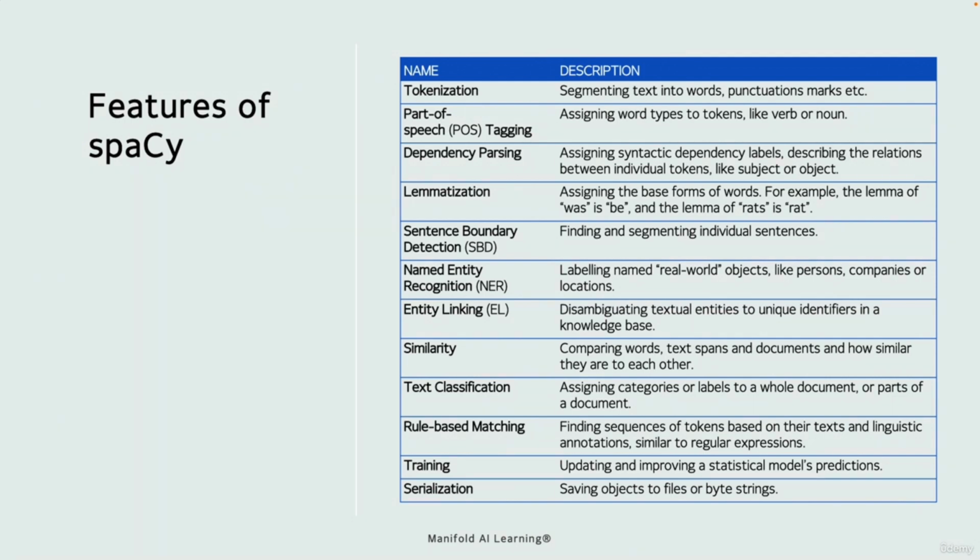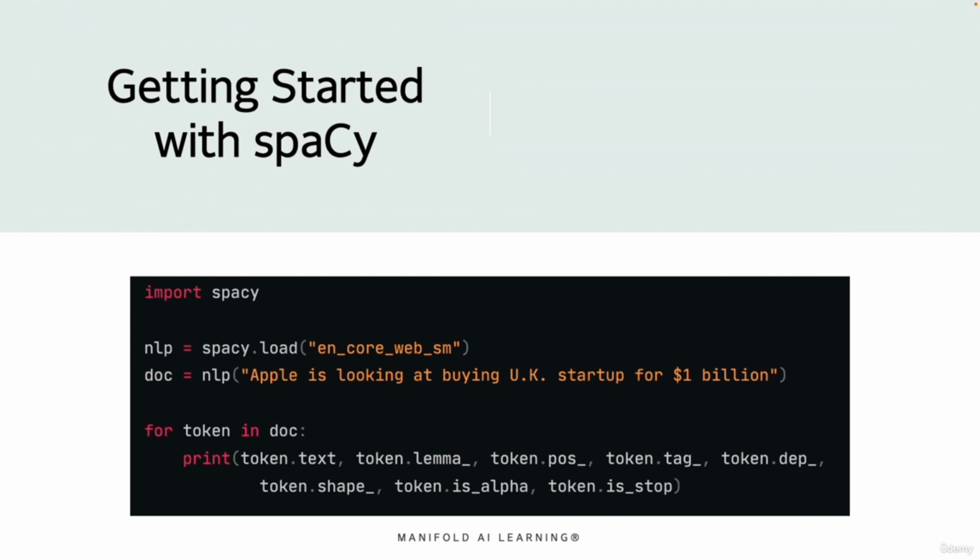Now that you have understood the importance and the benefits of using this spaCy library, let's have a look at how we can get started with spaCy. In order to get started with the spaCy library, we'll start with the basic import. We'll say import spacy, and then in order to load a model, we will simply say spacy.load and mention the model name. Once that is done, I have created an NLP object, which is nothing but loading the model from spaCy.